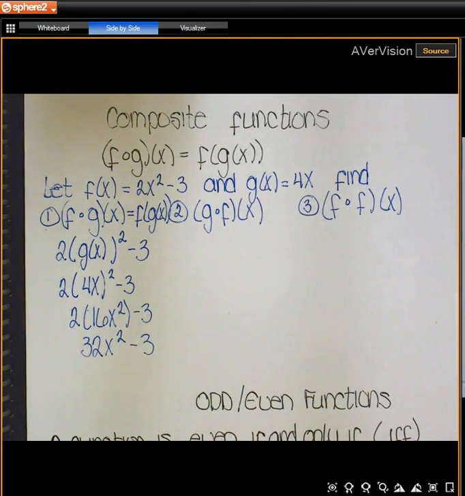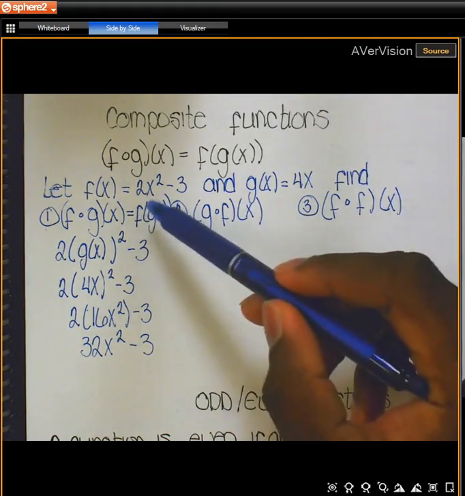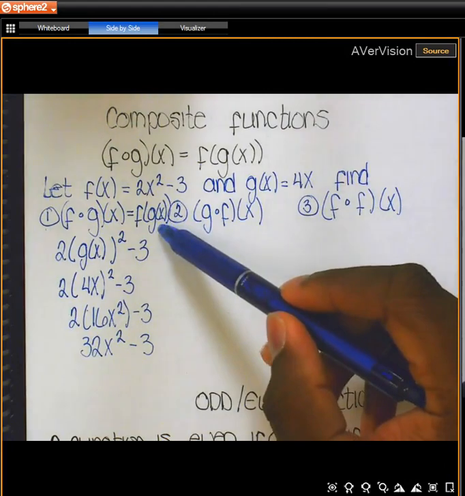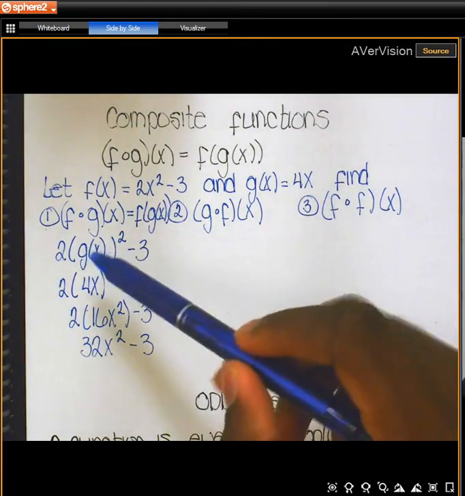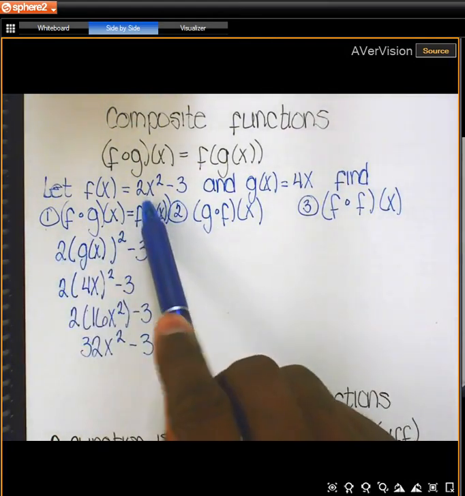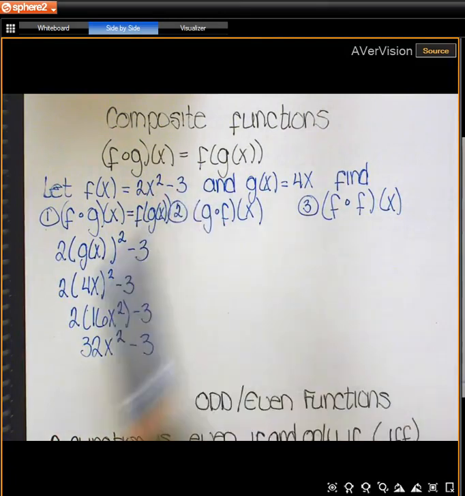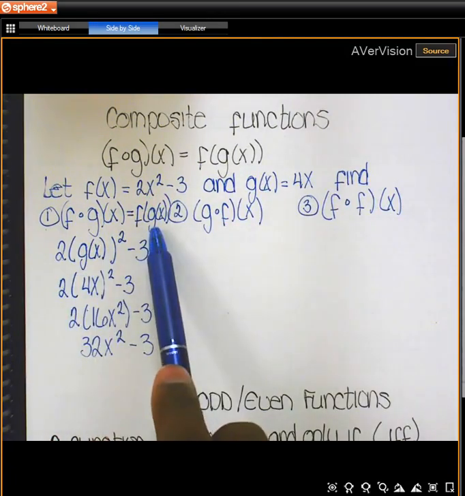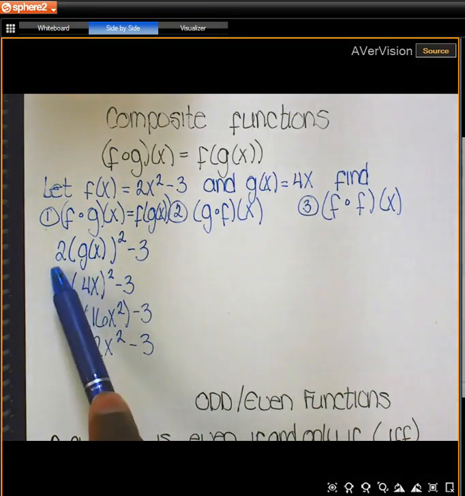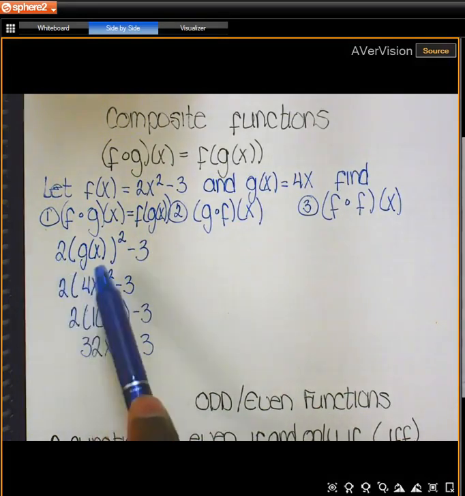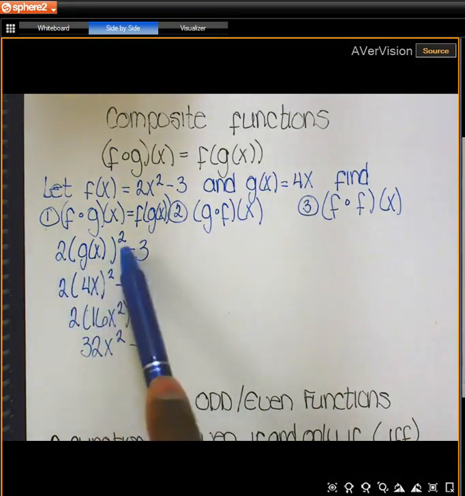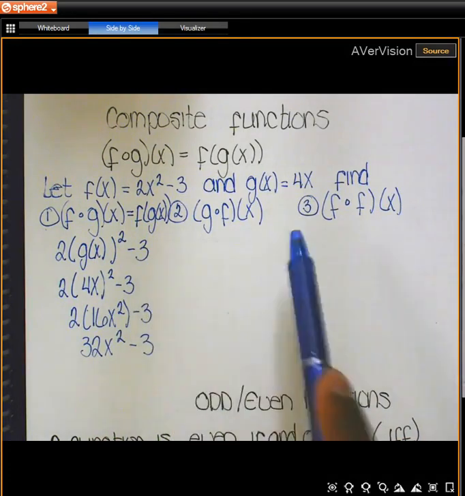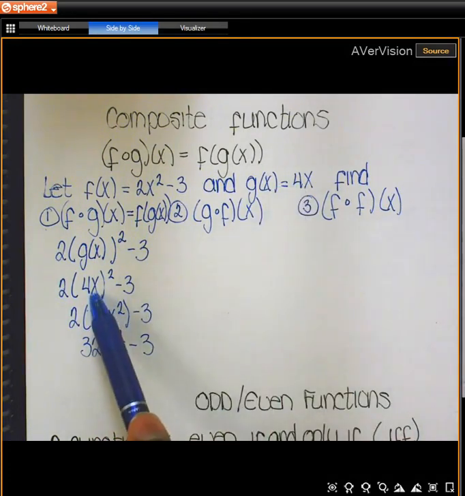Does that make sense? So we're taking f and we're plugging g inside. We start by writing what f is. F is 2x squared minus 3. But instead of writing x's, we have to write g of x. So we have 2 times g of x squared minus 3. G of x, we were told, is 4x. So we substitute that in here. And when we simplify, we get 32x squared minus 3.